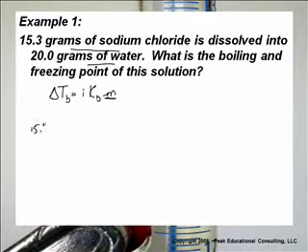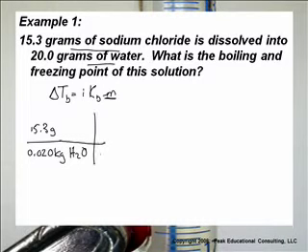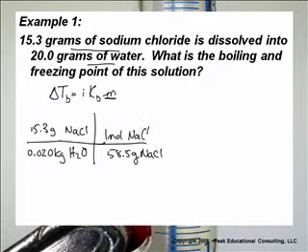So I have 15.3 grams over 58.5. Oh, sorry, over 0.020 kilograms of water. It's per kilogram, right? Remember, it's per kilogram of solvent, not solution. And there are 58.5 grams of NaCl in 1 mole of NaCl. This is my molality then.